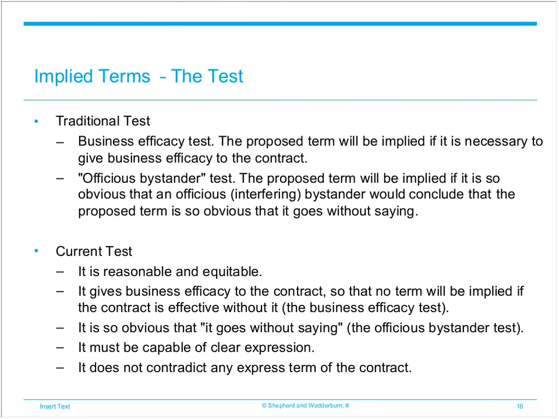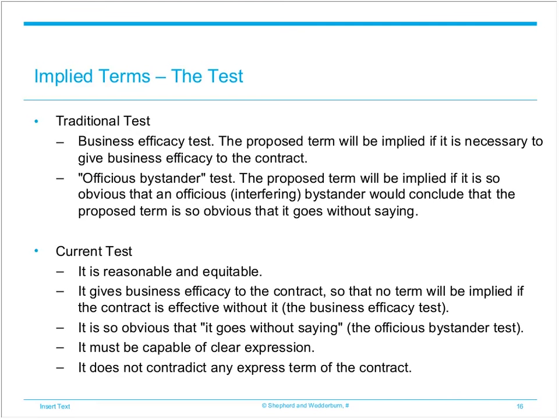The traditional tests that have been most commonly used when determining whether a term should be implied into a contract are, firstly, the business efficacy test. The proposed term will be implied if it is necessary to give business efficacy to the contract. The second test is the officious bystander test. The proposed term will be implied if it is so obvious that an interfering bystander would conclude the proposed term is so obvious that it goes without saying.